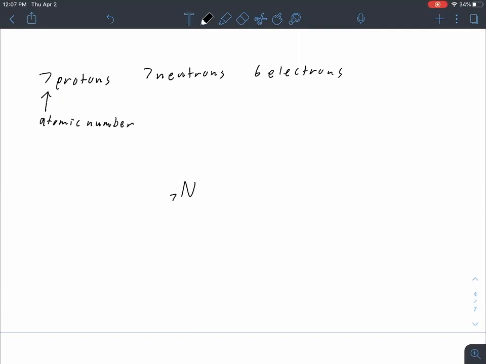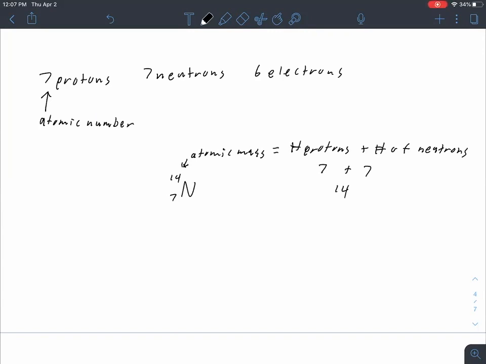Next, let's go ahead and figure out what its atomic mass is. And so this guy has an atomic mass of 14. So the way I was able to find this is by taking the number of protons and adding the number of neutrons. And so if we look at our atom, we have 7 protons and 7 neutrons. This gives us an atomic mass of 14.